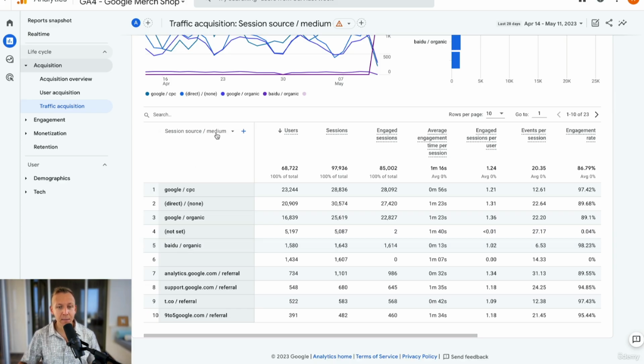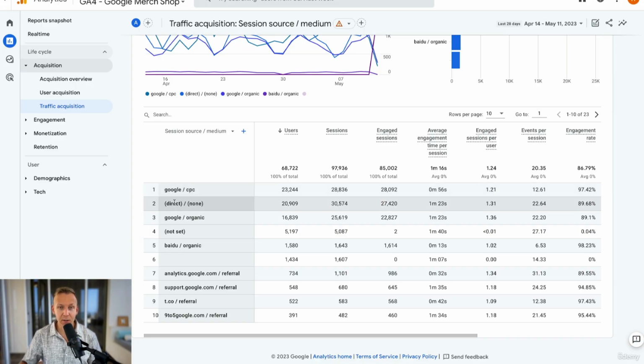Now let's look at what a medium is. A medium is how did they come to your website? What medium did they use to arrive to your website? So looking down here again at the columns, we can see that the first one came from Google through CPC. CPC stands for cost per click, in other words, advertising. So the highest amount of traffic within the last 28 days has come from doing advertising on Google. Source Google, medium advertising.